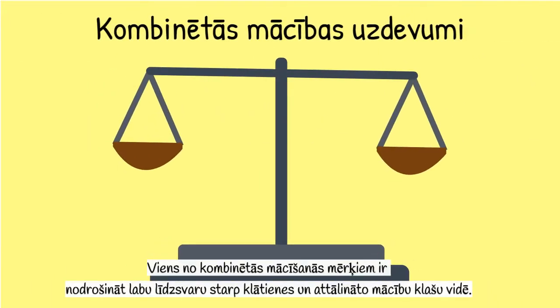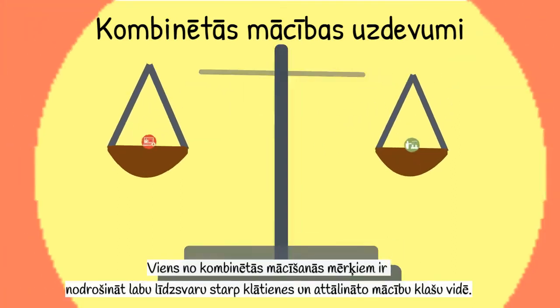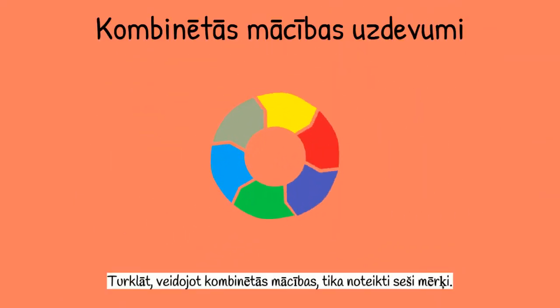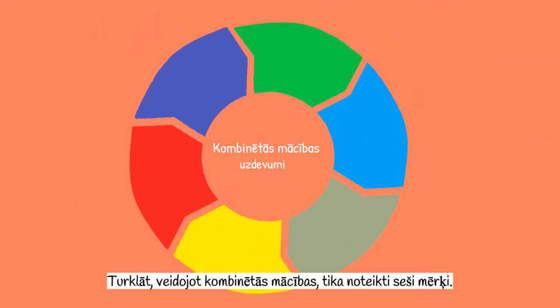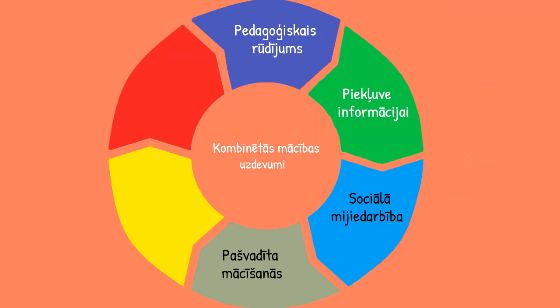Providing a good balance between distance education and face-to-face learning in the classroom environment is among the aims of blended learning. In addition, while designing blended learning, 6 objectives were determined. These are pedagogical richness, access to information, social interaction, self-directed learning, low cost and ease of change.